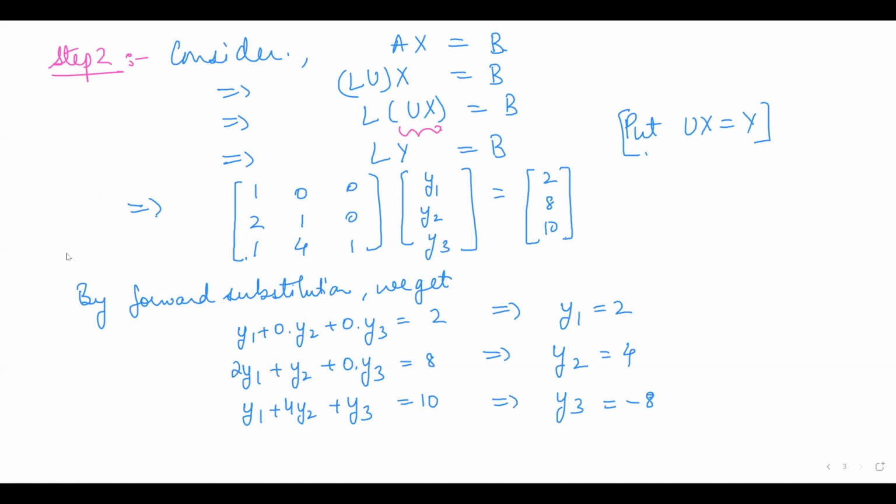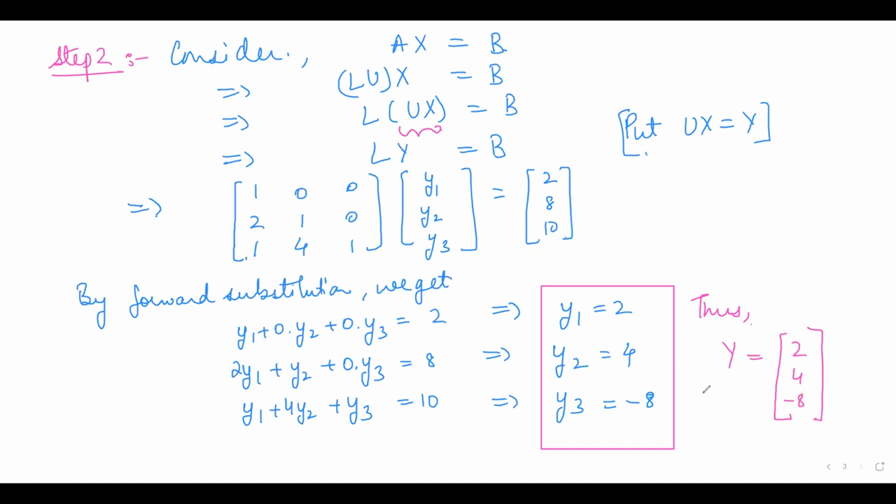You can write it in this form: y is coming out to be 2, 4 and minus 8. Why are we writing it in this form? Because I'll be using it here. Now this is our third step.